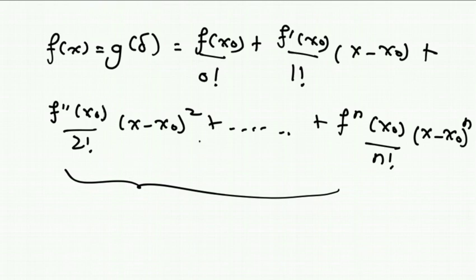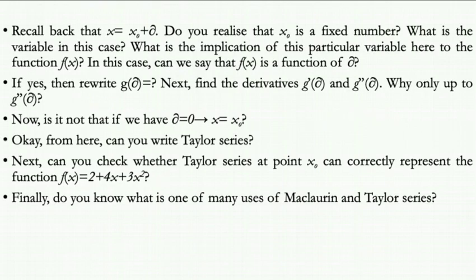Now here, this is what I said just now. Recall x equal to x naught plus delta, isn't it? So x naught is a fixed number. What is the variable in this case? Like I said, x can only change if delta increases or decreases, isn't it? So what's the implication of this variable to the function f(x)? Then we did something like this just now. g(x) is identical to f(x), isn't it? Alright, so this is what we did just now.